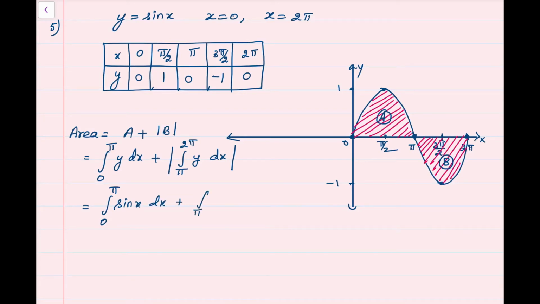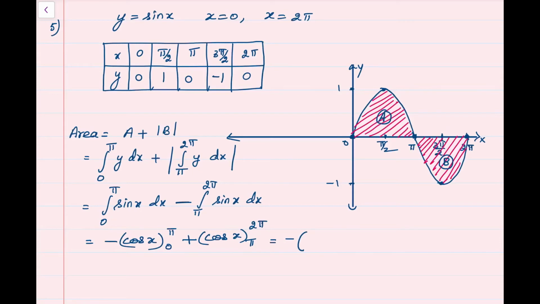plus integral pi to 2 pi of sin x dx under absolute value sign, or we may put a negative sign. This area will be negative. To make it positive, we may write absolute value sign or the negative sign. Integral of sin x is minus cos x and the limits are 0 to pi. Here also the integral of sin x is minus cos x, minus of minus is plus, and the limits are pi to 2 pi.